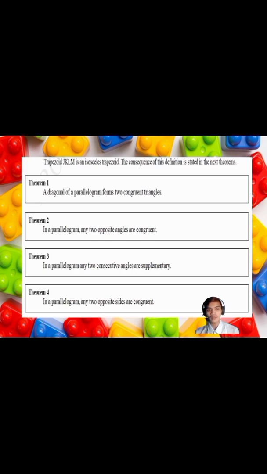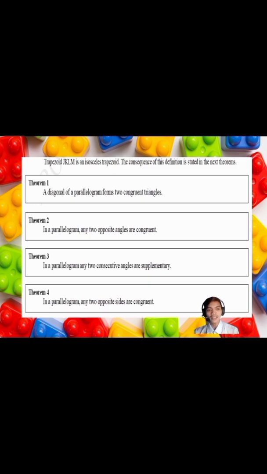Like what I've said, when we say theorem, these are the facts that prove, for example, whether a trapezoid is isosceles, or whether it is supplementary, or whatsoever. So, let us continue.